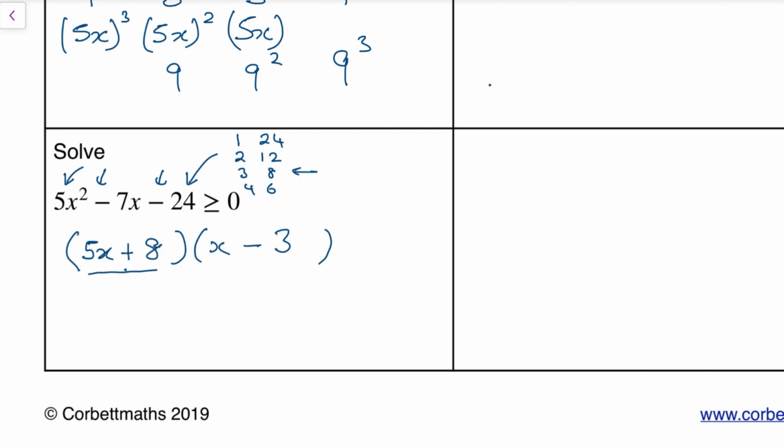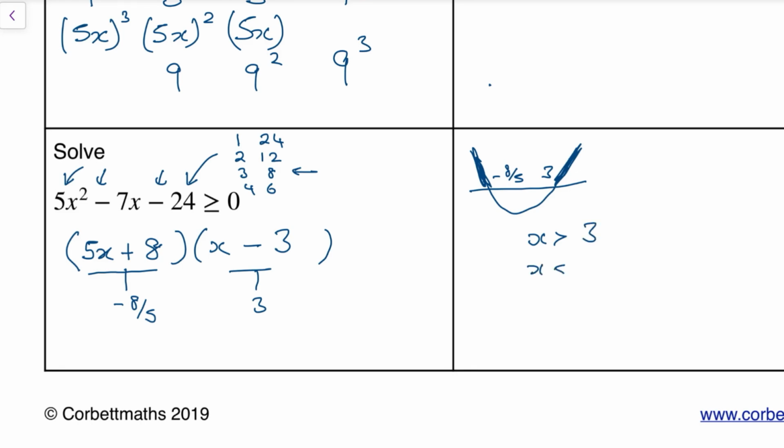This is a quadratic inequality, so my critical values are going to be minus 8 over 5 and 3. Always sketch, so a quick sketch here tells me that this is minus 8 over 5 and this is 3. And I want all values that are greater than, in other words, all values that are above the x-axis. So therefore I want the values that are greater than 3, and I want the values that are less than minus 8 over 5.